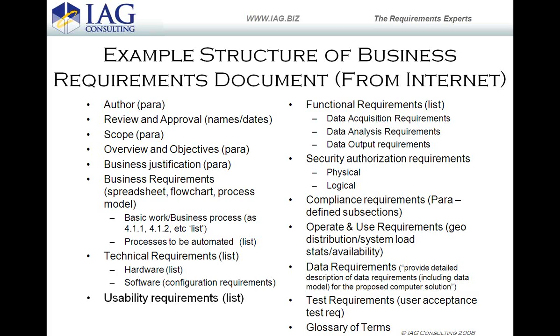Usability requirements they were asking for, and they're looking for a list, kind of a grid structure. Functional requirements, they're looking for a list, basically data acquisition requirements, data analysis requirements, and data output requirements were the three big things that they had specifically requested in there as the subheadings of functional requirements.